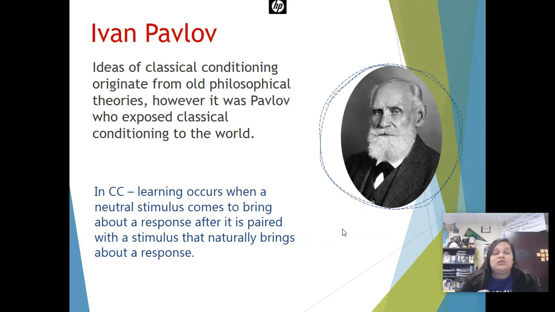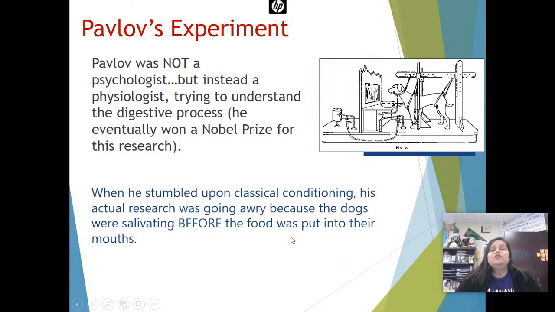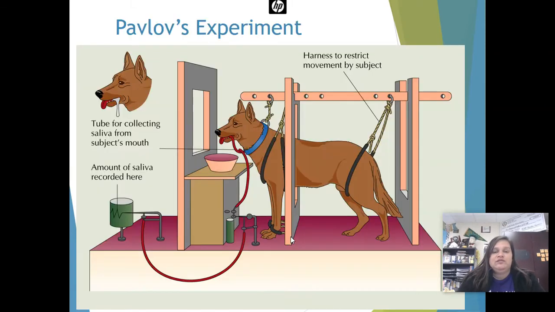Again, when we're saying classical conditioning, we're talking about forming an association between a neutral stimulus and something that was unconditioned, a natural stimulus. So Pavlov was not a psychologist, we already said that, and he wasn't really trying to do an experiment about classical conditioning. He was trying to measure how much dogs salivate when they're brought out food. And he stumbled upon classical conditioning because the dogs kept salivating before he brought out the food.